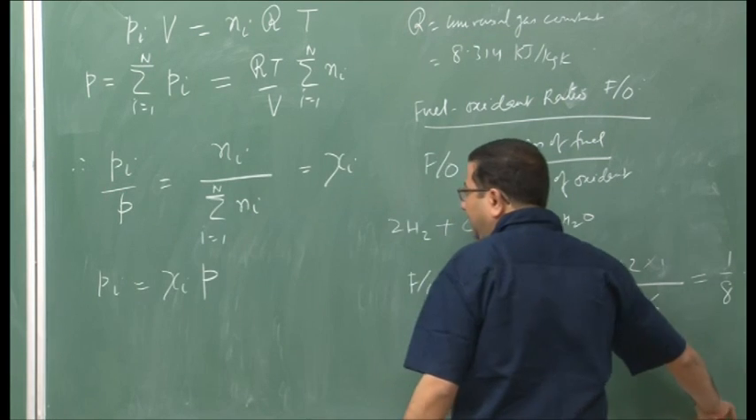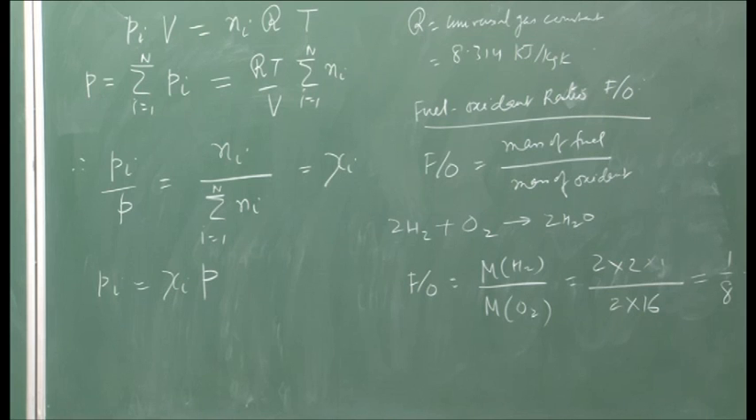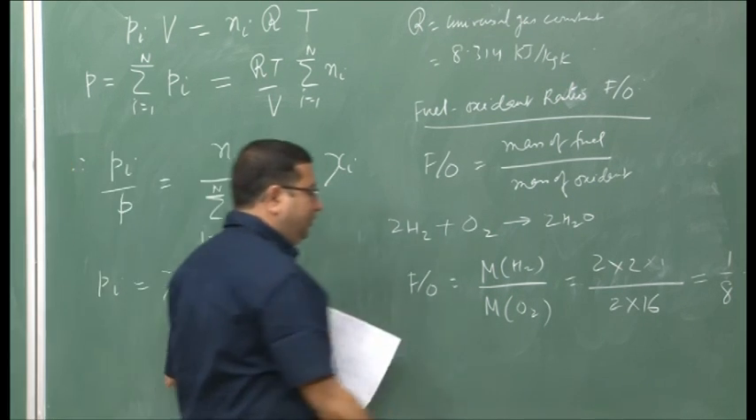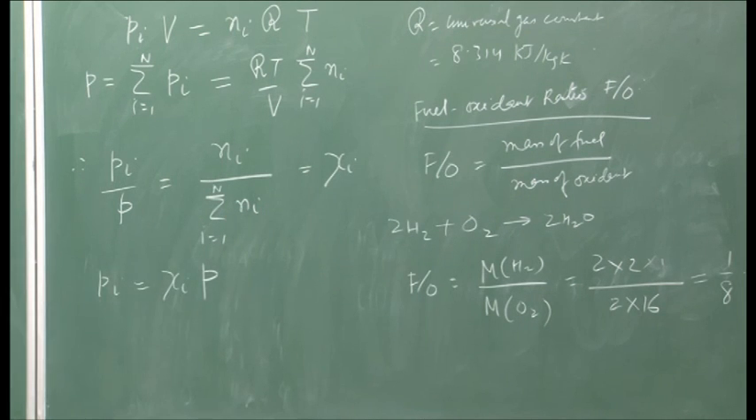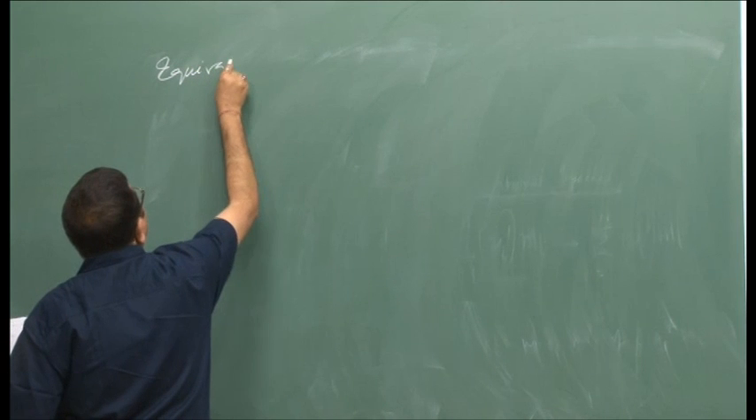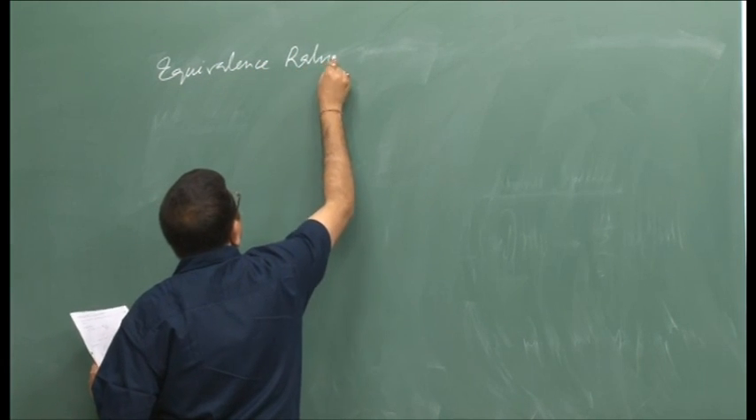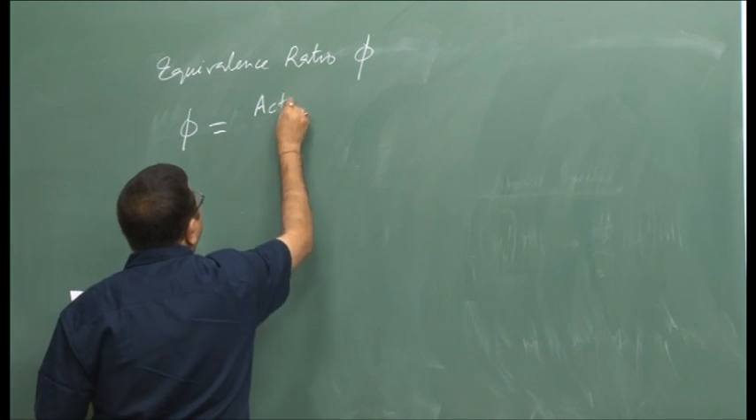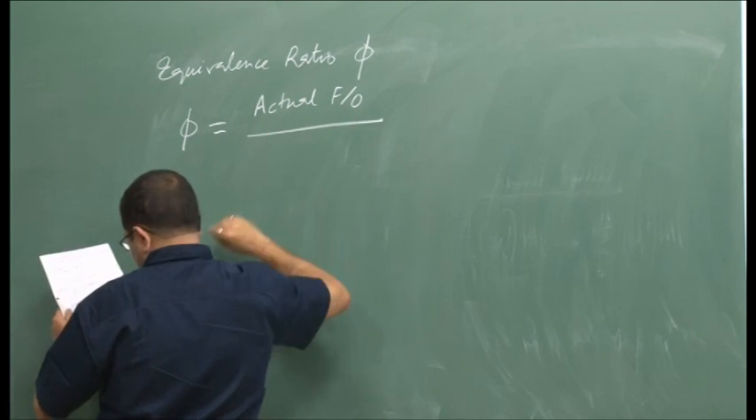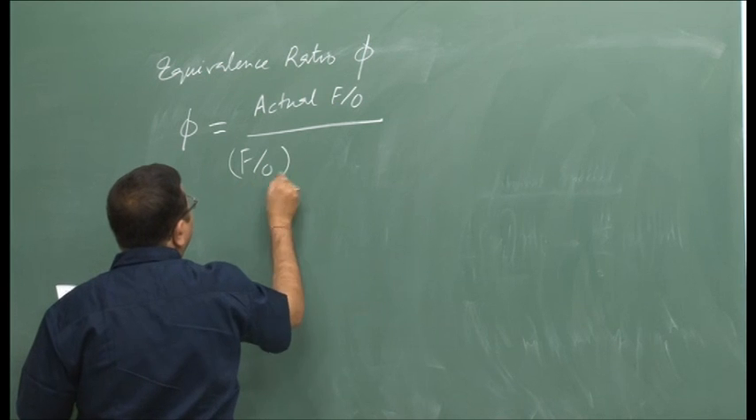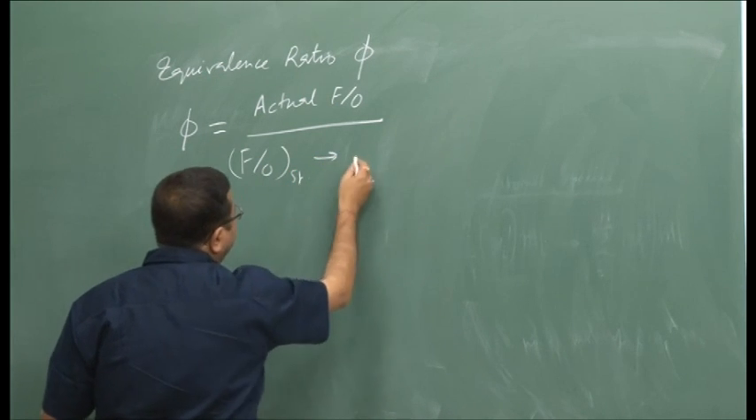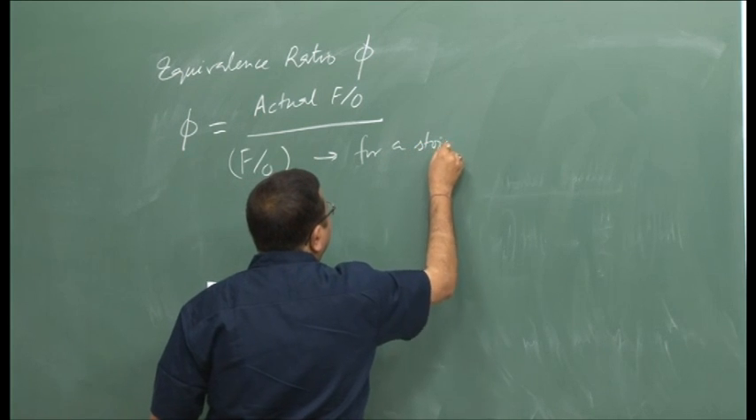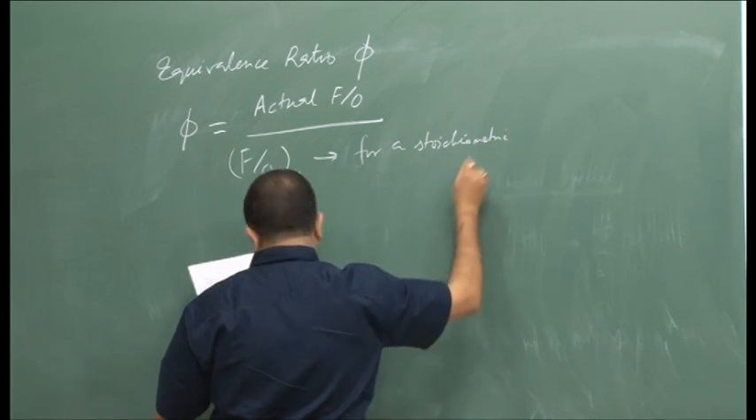Now, another important ratio which is very widely used in most of the combustion literature is called equivalence ratio, and in this course I will also be using equivalence ratio most widely. So, let me look at equivalence ratio, given by phi. So, equivalence ratio is defined as actual fuel to air ratio divided by fuel to air ratio, that is ST represents a stoichiometric reaction or process.